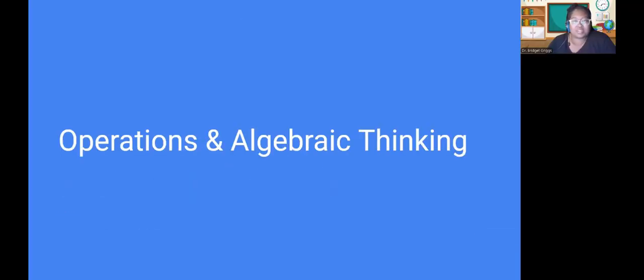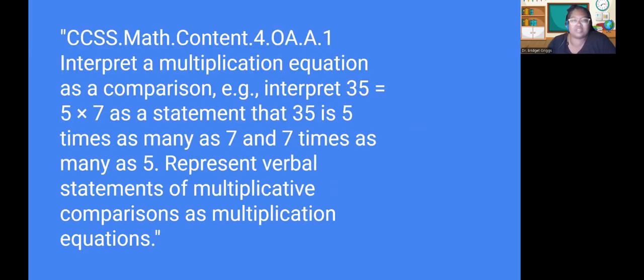Our first umbrella topic is going to be operations and algebraic thinking. And our first objective is interpret a multiplication equation as a comparison. For example, interpret 35 equals 5 times 7 as a statement that 35 is 5 times as many as 7 and 7 times as many as 5. Represent verbal statements as multiplicative comparisons as multiplication equations. So here is an example of that.